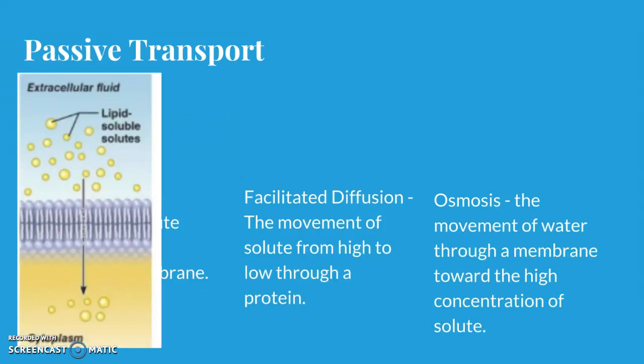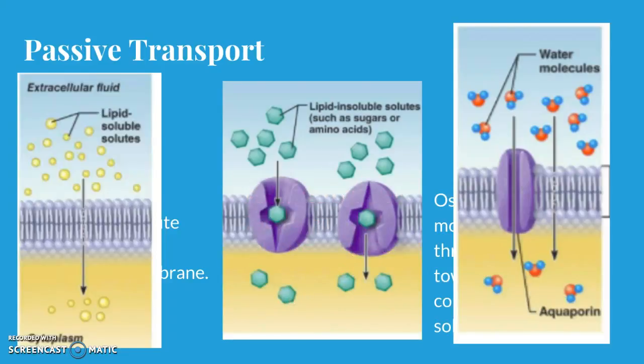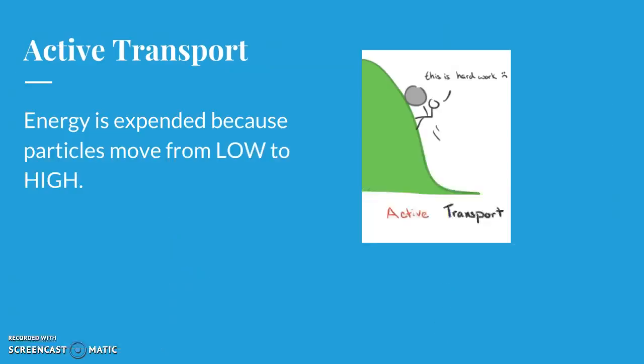All right, so passive transport. We have diffusion right through the membrane, facilitated diffusion using a protein, and osmosis, water. Everything going from high to low, and all of them not requiring energy. Now, this is in contrast with active transport. With active transport, we're going from low to high, and we're going to use energy.